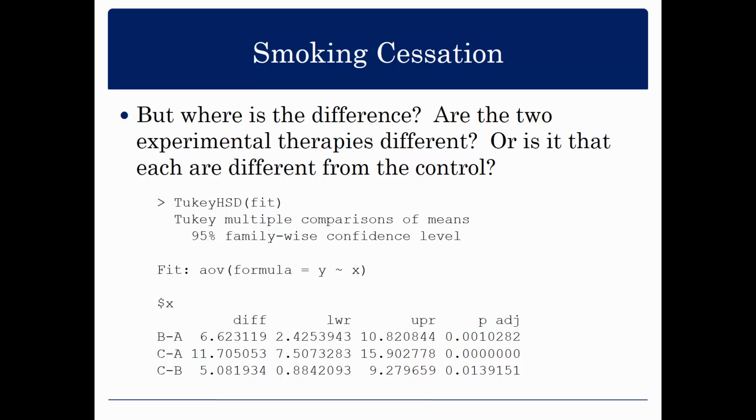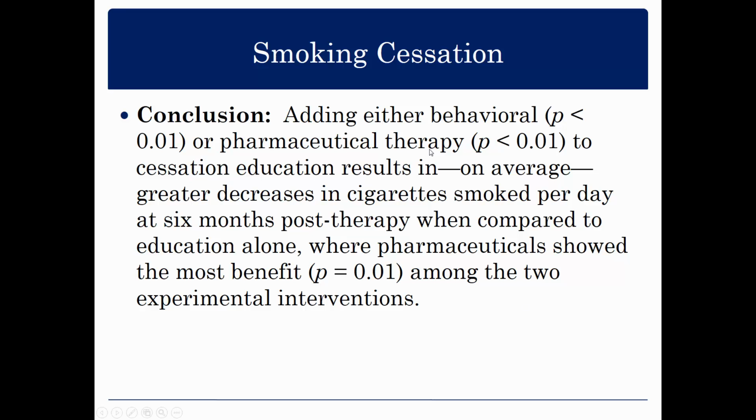The biggest difference occurs between A and C. I believe A is the pharmaceutical therapy, B is the behavioral therapy, and C is the literature control. And so that is the conclusion, that both behavioral and pharmaceutical therapy are superior, or they result in a better outcome for people who are trying to stop smoking than individuals who just receive literature.